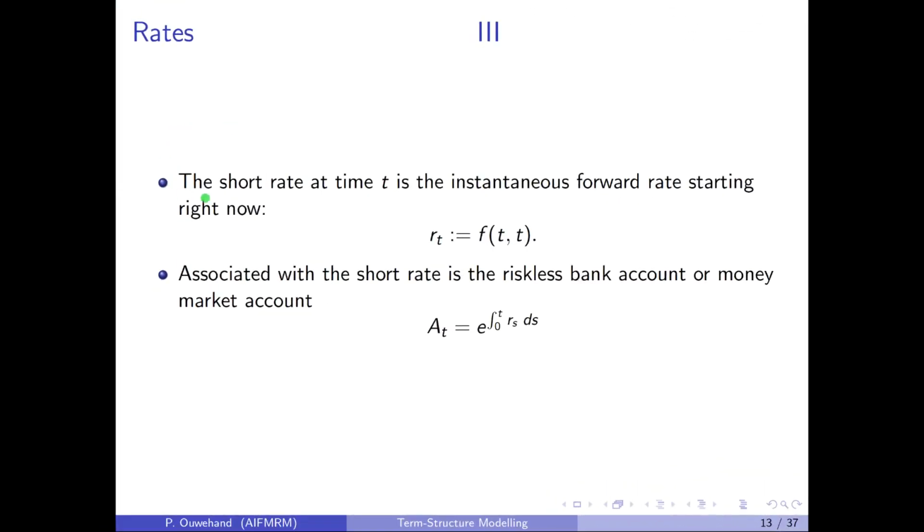It remains to define the short rate, which is the instantaneous spot rate, i.e. the instantaneous forward rate starting right now. R_t is equal to f(t,t). Associated with the short rate is the riskless bank account, or the money market account.